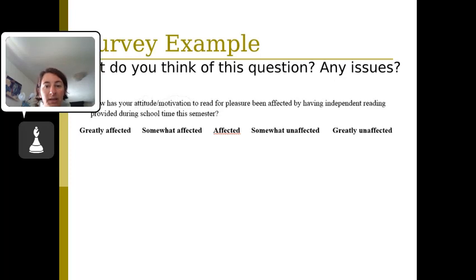I like the specificity in this question, affected by having independent reading provided during school time. So they're saying, look, here's this one thing that happened, independent reading during school time. This semester, there's even specificity in timing. So that's good. Now, greatly affected, somewhat affected, etc. I'm not sure about that as a Likert scale. I might phrase it somewhat differently because by the time they reach here, they're like, what's greatly affected? So those are some kinds of things to think about in a survey like this.